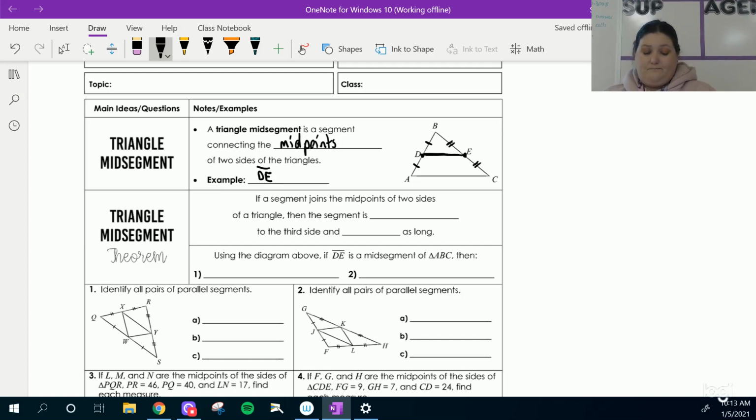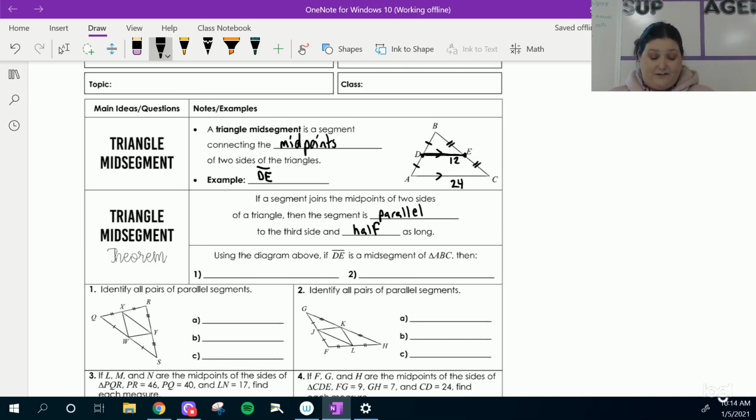So let's move on to the triangle mid-segment theorem. If a segment joins the midpoints of two sides of a triangle, then the segment is parallel to the third side and half as long. So what that's telling us is that these two are parallel, and if the bottom here was 24, then that tells me that my mid-segment is 12 because it's half as long.